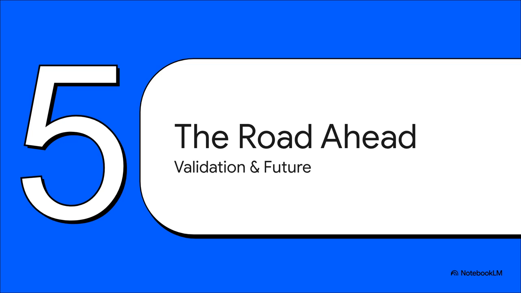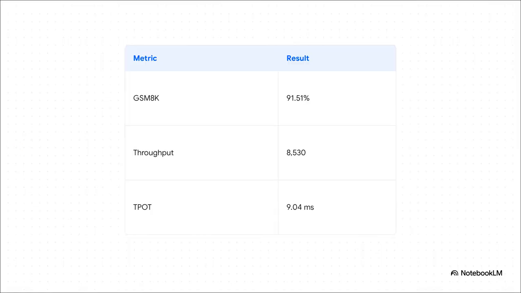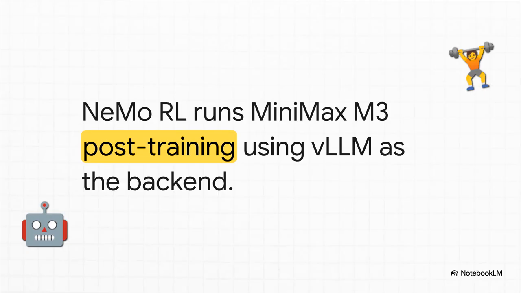All right, final section. Section 5, the road ahead. So what happens when you put all this theoretical engineering to the test? You get some seriously impressive validated performance data. On a B300 GPU, the GSM 8K strict accuracy holds strong at 91.51%. The throughput on ShareGPT is pushing over 8,500 tokens per second. And check this out. With speculative decoding turned on, the time per output token drops to a mere 9.04 milliseconds. That's insanely fast. It proves that all these complex sparse attention mechanisms actually translate to blazing fast, highly accurate real-world performance.